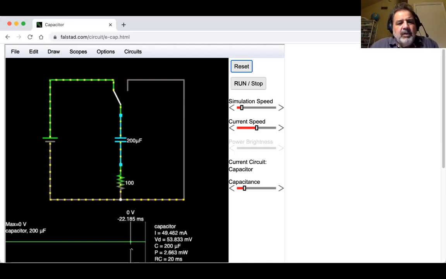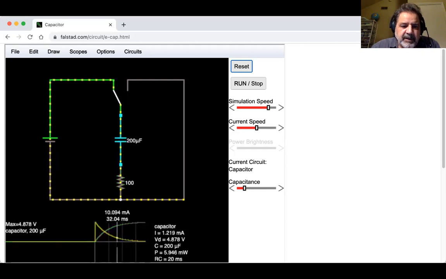Why is it going down? Well, the capacitor is charging up, and as it charges up, it slows down the current. Why isn't it displaying the graph? Let's speed up the simulation. There it is. Let me hit the reset again.